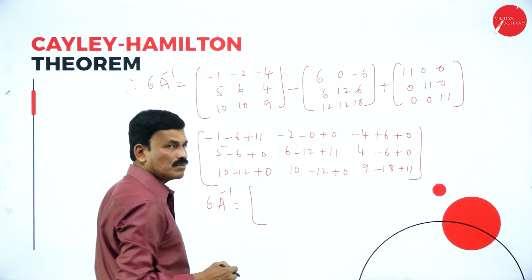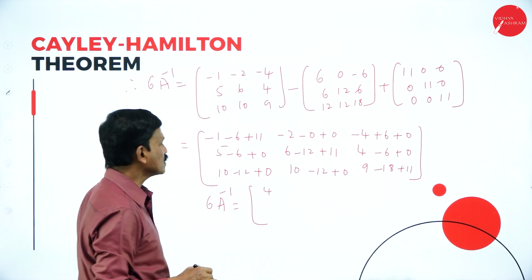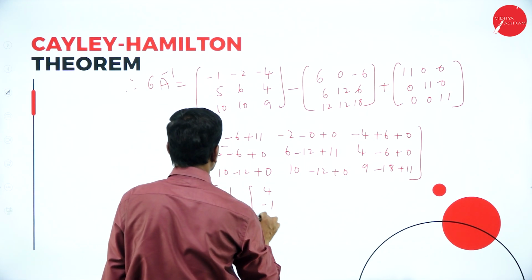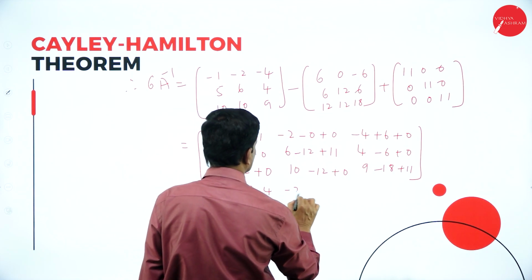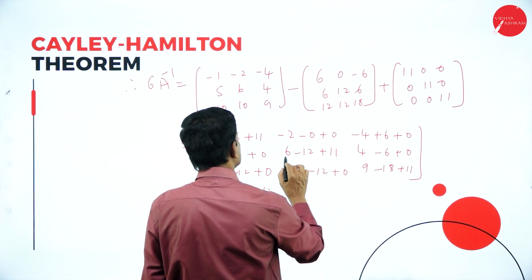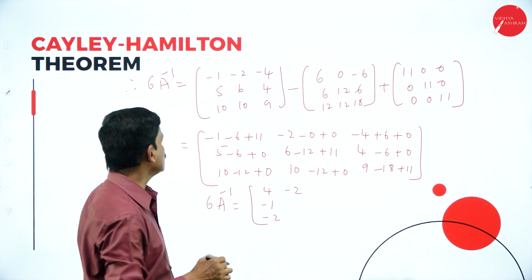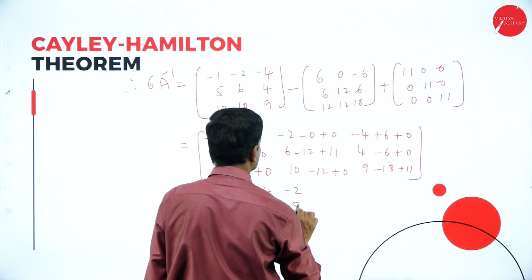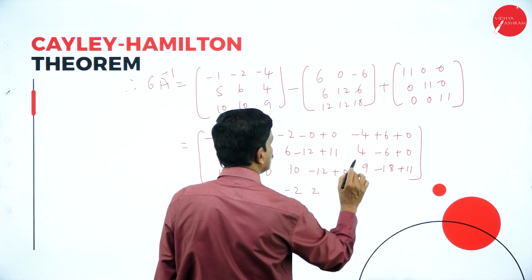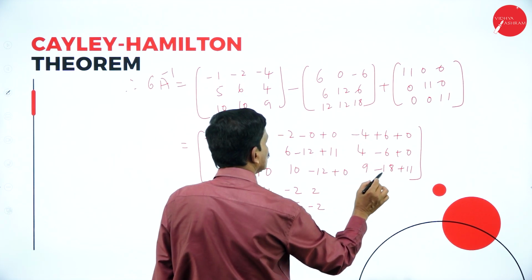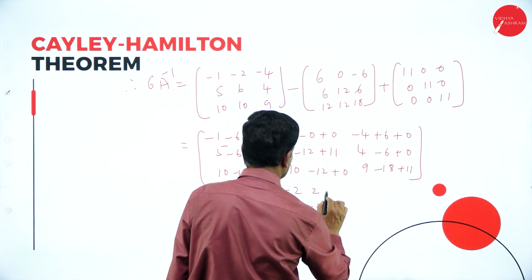Minus 6 minus 1 is minus 7, plus 11 is plus 4. 11 minus 7 is 4. 5 minus 6 is minus 1. So 10 minus 12 is minus 2. Again minus 2 minus 0 is minus 2. Yes, this is 11 plus 6, which is equal to 17. 17 minus 12 is 5. Again 10 minus 12 is minus 2. 6 minus 4 is 2. 4 minus 6 is minus 2. Again 11 plus 9 is 20. 20 minus 8 is plus 2.